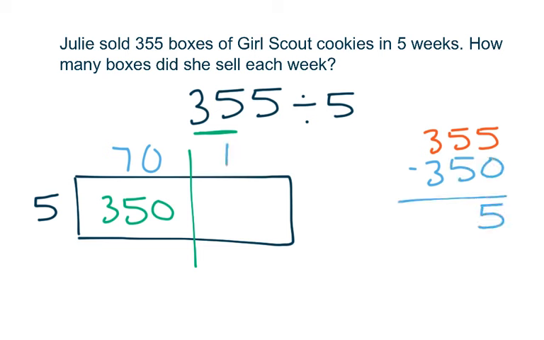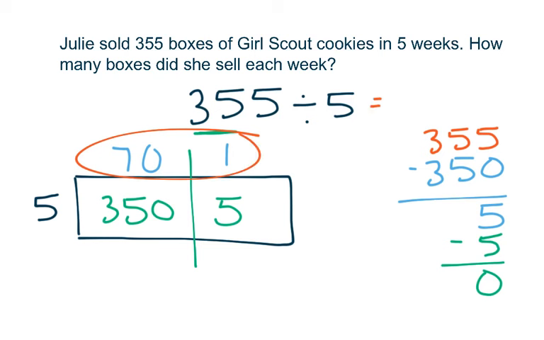Now 5 times 1 gives me 5. Subtract my 5, and I'm left with 0. Now all I have to do is add up 70 plus 1. That gives me 71, and that would be my answer. If you didn't think of 70, that's okay. You might have gone 5 times 10, 5 times 10, and so on, subtracting 50 at a time. That's okay. You would have still gotten 71 as your quotient.